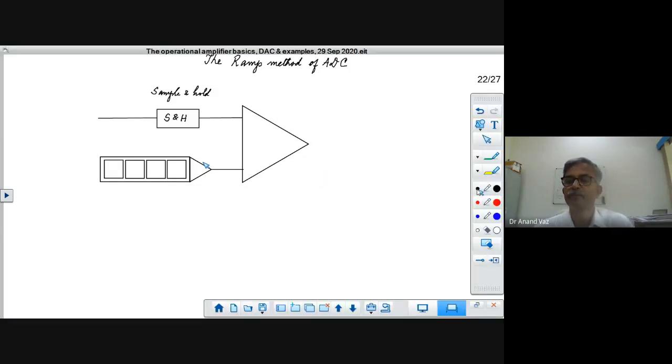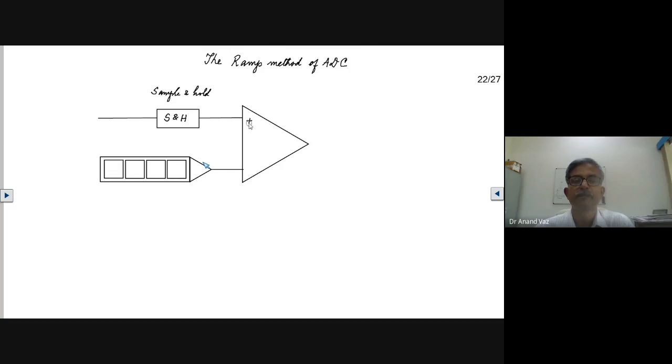Let us supply this signal which we are interested in acquiring to the non-inverting end, and this one to the inverting end. Here we have the output from our DAC, VDA, and here we have the held signal, VS. This is made available here through the sample and hold.